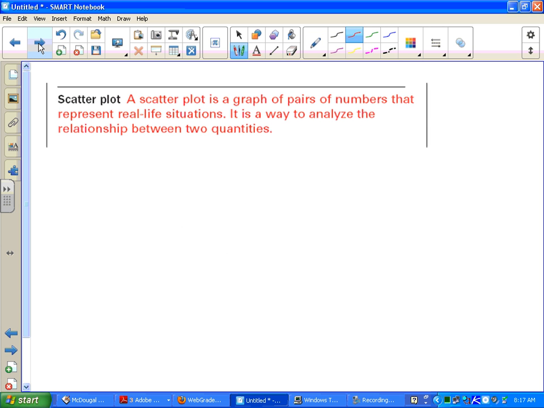And then a scatter plot is a graph of pairs of numbers that represent real life situations. It's an easy way to analyze the relationship between two quantities. And we'll look at a couple of examples of those in just a few minutes.